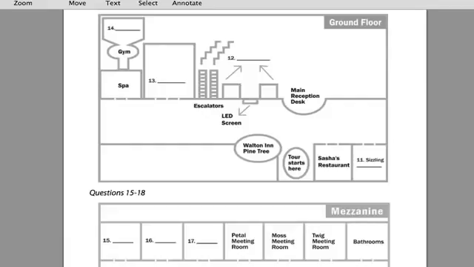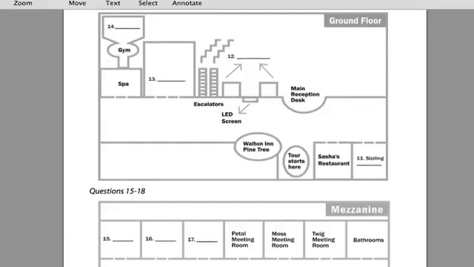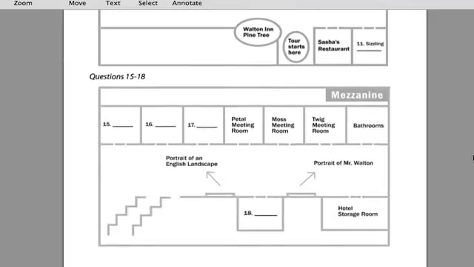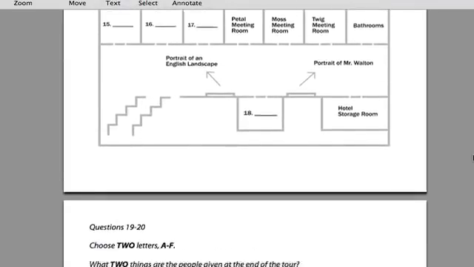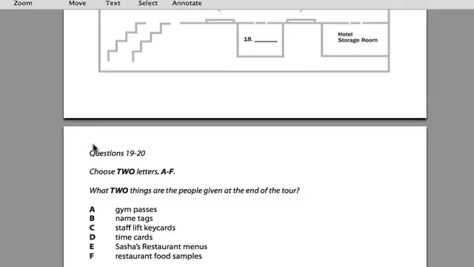Now listen carefully and answer questions 11 to 20. Oh, I'm sorry, actually, I'm just going to pause. That's the power that I have here. I forgot to show you that there are actually a couple of other questions here. What 2 things are the people given at the end of the tour? Okay, gym passes, name tags, staff lift key cards, time cards.